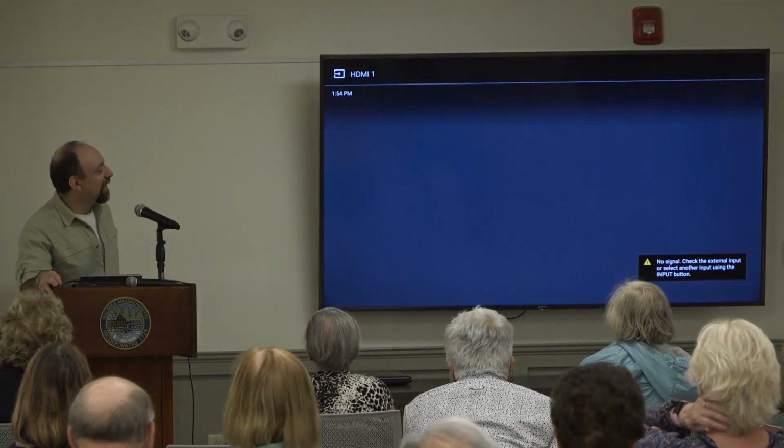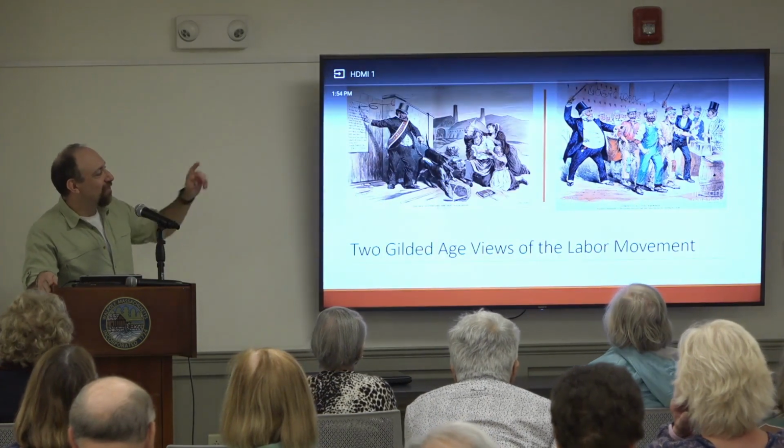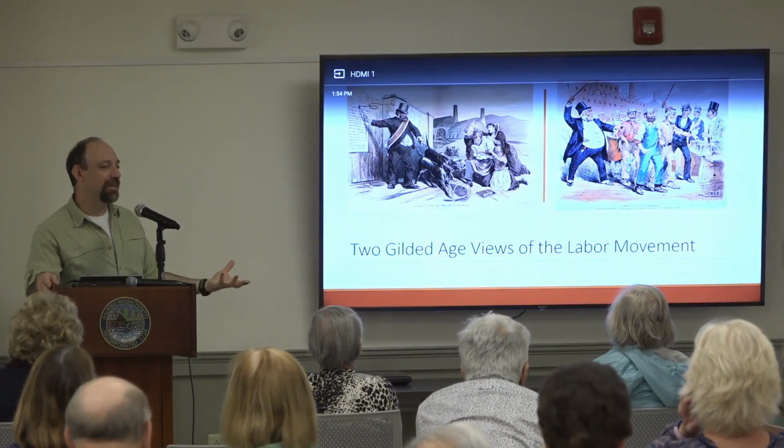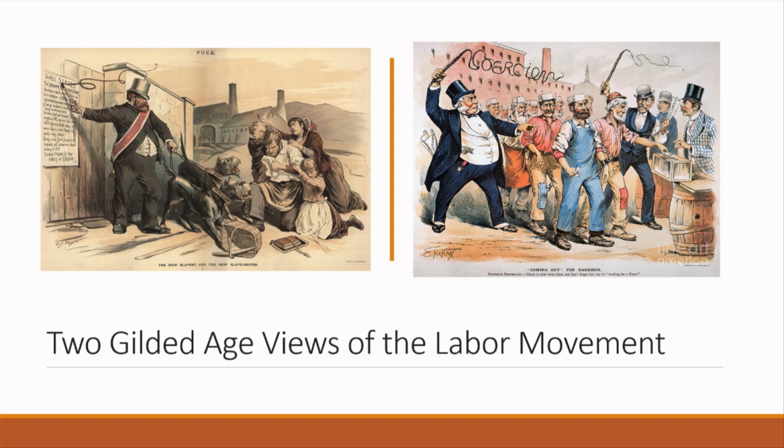Class dismissed. The cartoon on the right has kind of a similar point of view, but it shows the industrialist, the factory owner, controlling the workers and controlling their vote. If you want to work here, you have to vote the way I want you to vote.